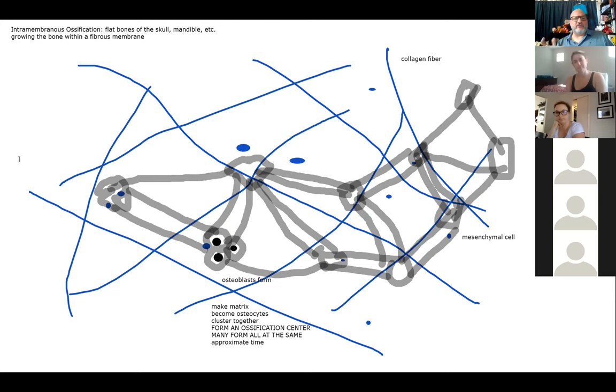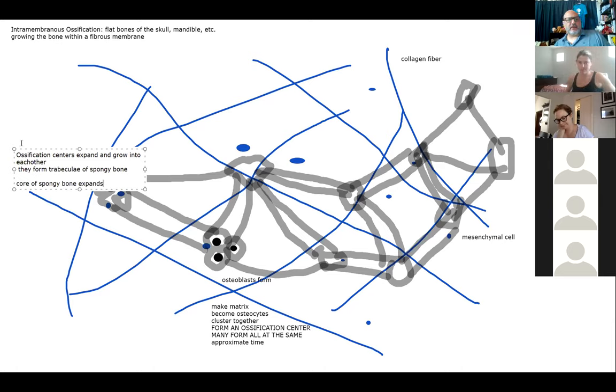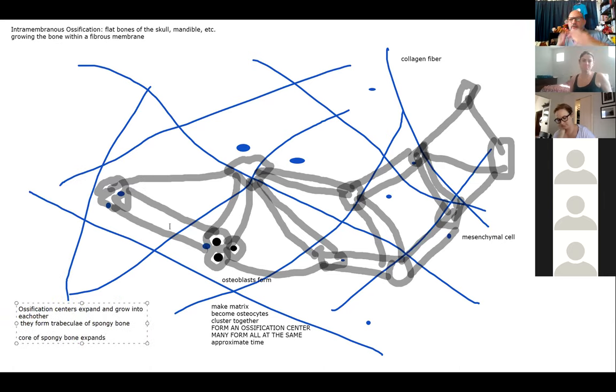And what was that term we used for the organizing structure? All of these irregular points and processes that make up our spongy bone? No, osteon, oh, there it is, trabecula, excellent. So notice what happens is our ossification centers expand and grow into each other. And as they do that, they form our trabeculae of spongy bone. And what happens is this core of spongy bone expands. So we keep making this chunk of spongy bone, and as we make this chunk of spongy bone, it expands and it gets bigger. We start forming these trabeculae.